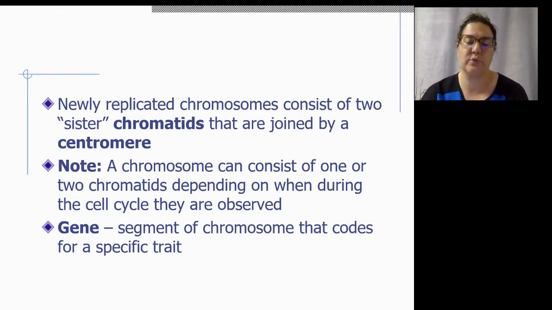Newly replicated chromosomes, so once the chromatin has replicated itself, consist of two sister chromatids that are joined by a centromere. And you'll often see them shown kind of in an X pattern on diagrams. A chromosome can consist of one or two chromatids, depending when exactly in the cell cycle they're observed. So sometimes they're together, sometimes they're apart. And a gene would be a specific segment that codes for a specific trait on a chromosome. So every chromosome has many different genes, and the individual genes code for a specific trait, whether it's blue eyes or curly hair, or having a widow's peak, or anything, color blindness.